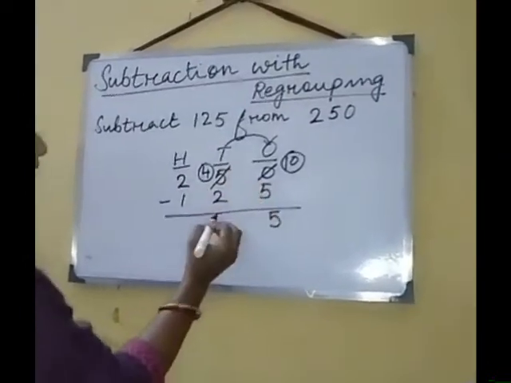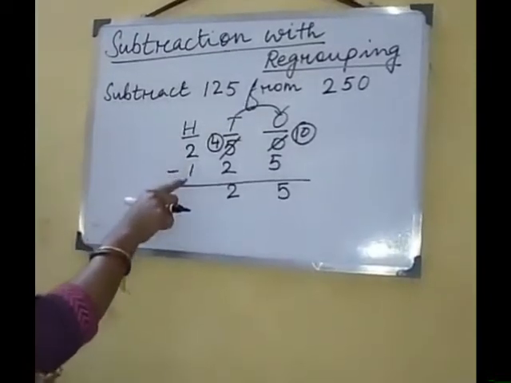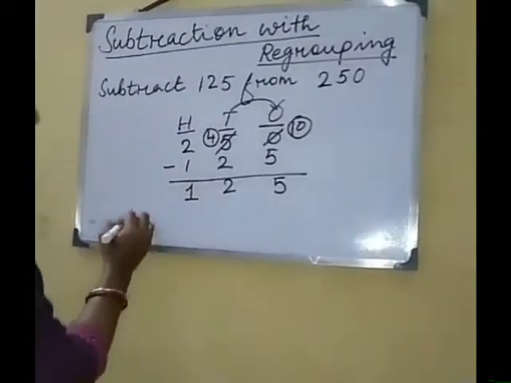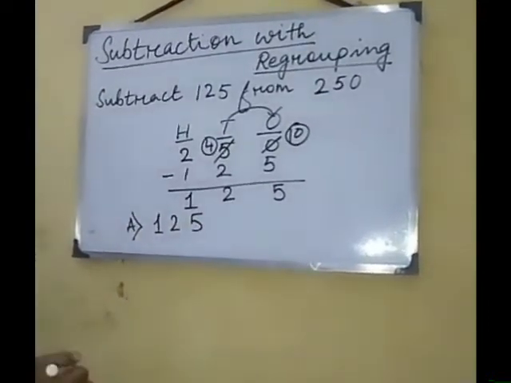2, 3, 4. It's 2 place. Here already 2 is bigger than 1. So no need to do anything. Just we will put here 1. So what is the answer? The answer is 125, which we say as difference.